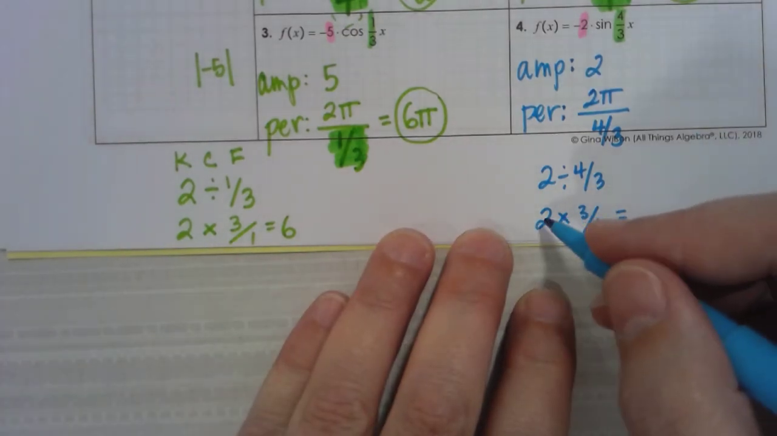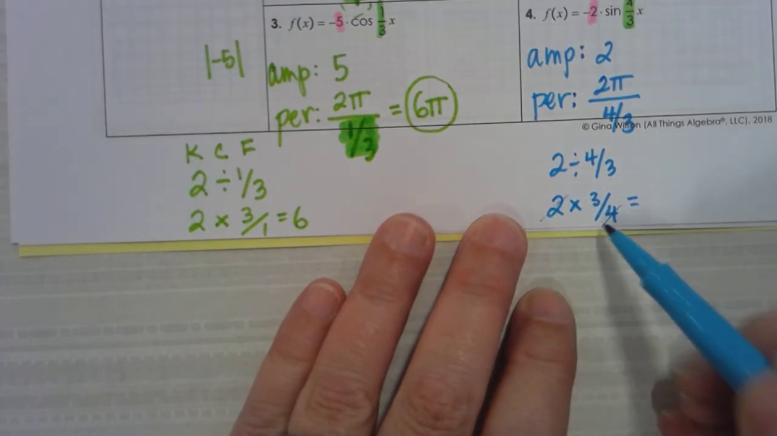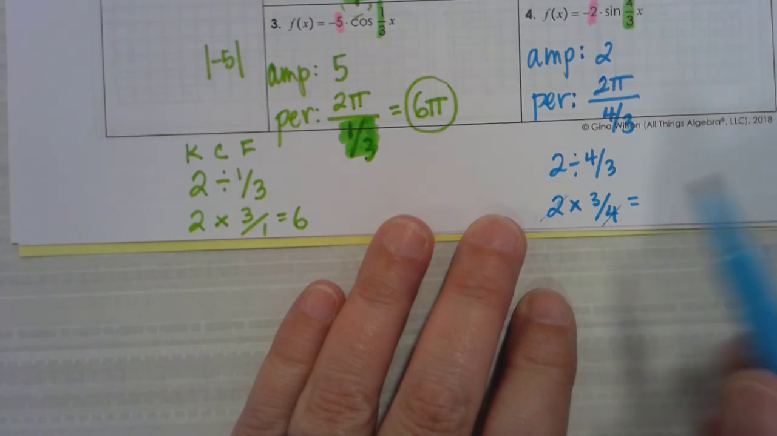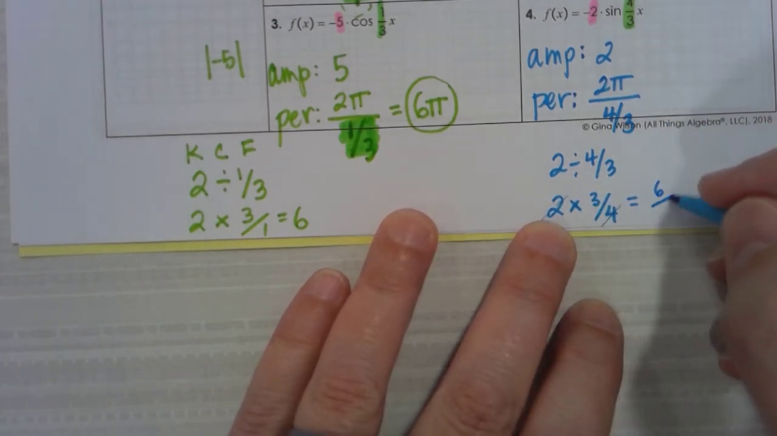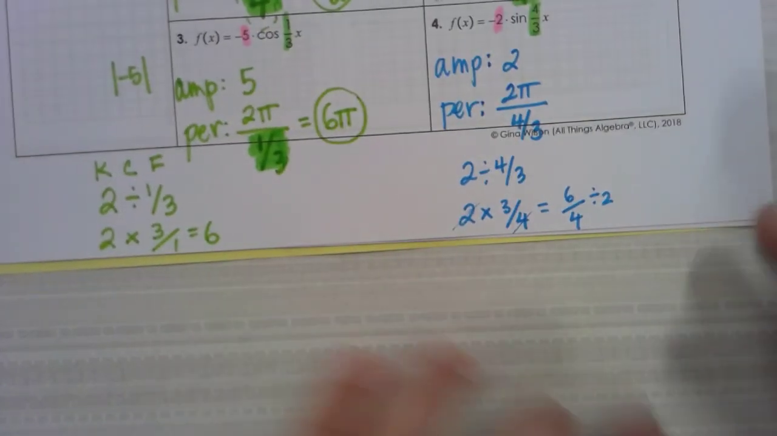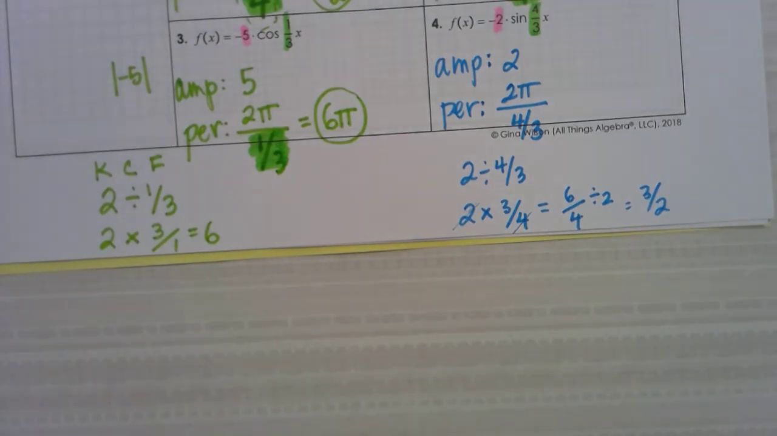3/2. Or if you don't simplify, you could simplify here. This 2 and this 4, you could divide both of those by 2 and make this a 2. And then we just have 3/2. Or you could do 2 times 3, which is 6, divided by 4. And then notice that that can simplify because both of those numbers can divide by 2. So we want a final answer of 3/2.